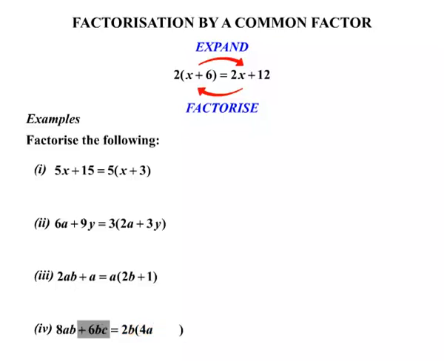Now the next one, 6bc. 2b times something gives us 6bc. Well, that something would be plus 3c. All right, we multiply those two terms highlighted on the left. 2b times 3c will give us 6bc.